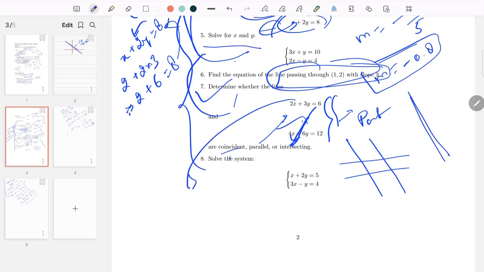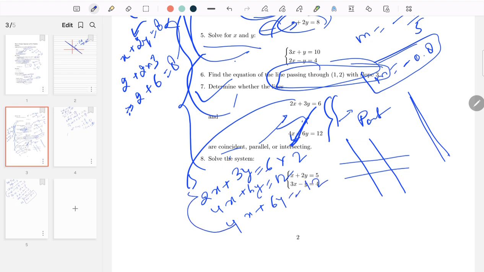Let's check it. 2x plus 3y equal to 6, and 4x plus 6y equal to 12. If we multiply the first by 2, this becomes the same as 4x plus 6y equal to 12. So these lines are coincident, so there are many solutions, and question number 8 can be solved like question number 7.